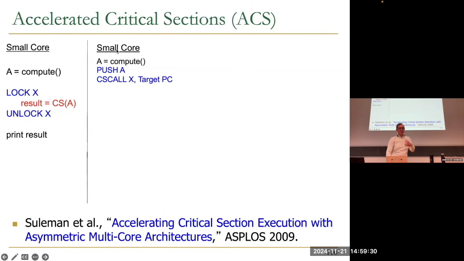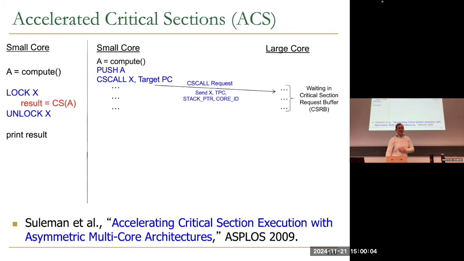We're going to communicate between small core and the large core through the stack, shared memory, essentially. It computes A, which is the data that's computed in the non-critical section. It pushes the input value of the critical section function call onto the stack so that the large core can obtain it by doing a pop from the stack. And then it basically sends a critical section call request for this particular critical section, lock X, let's say. And the critical section starts from target program counter. This is the program counter at which the large core should start executing when it decides to start executing that critical section. So this gets sent over the interconnect.